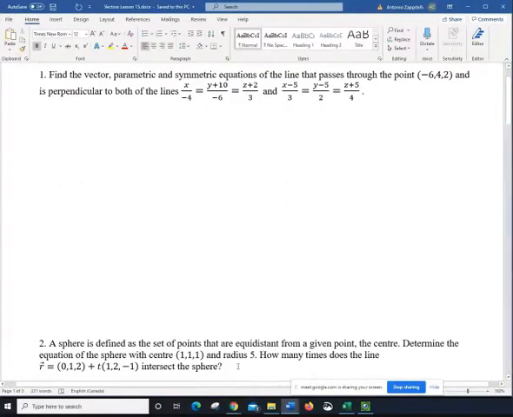And then number two talks about a sphere, which again, we've seen. You should have done that in the previous assignment. You should know how to set up the equation of the sphere. I'm hoping you don't have to actually calculate the equation of the sphere. You should be able to just write it out. And it asks us, how many times does this 3D line intersect the sphere? So think about how you would set up a solution for such a problem.